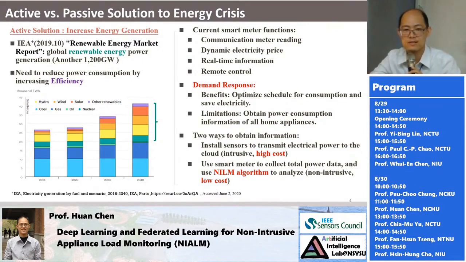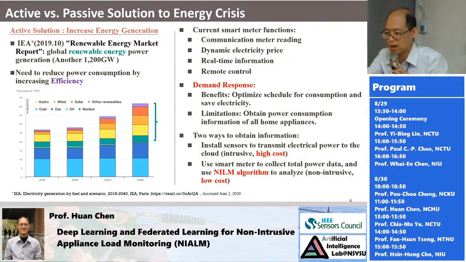On the right-hand side, this is the other approach, called power conservation. Power conservation is a good way to address the energy crisis. Taking advantage of the AMI, Advanced Metering Infrastructure, we can have smart meters installed. A current smart meter has several functions that can help to perform energy conservation.